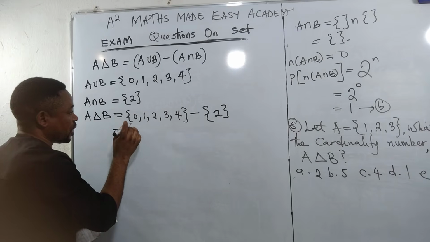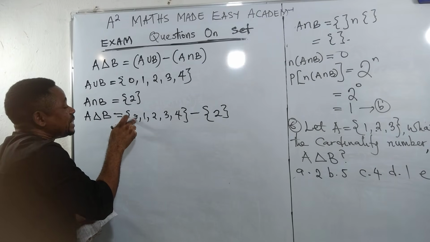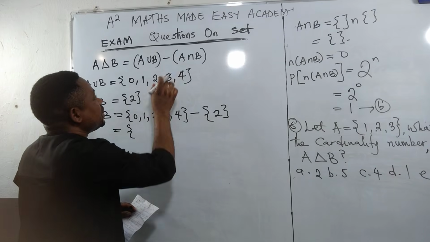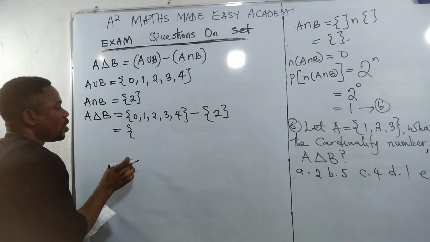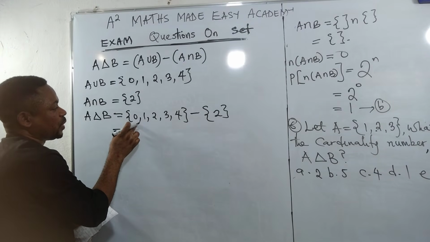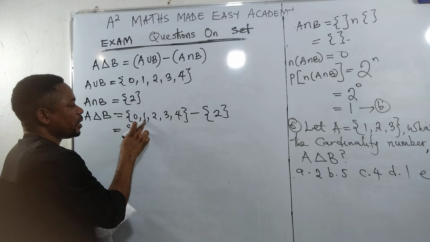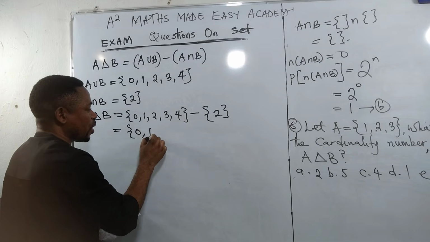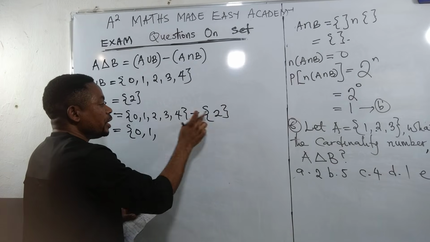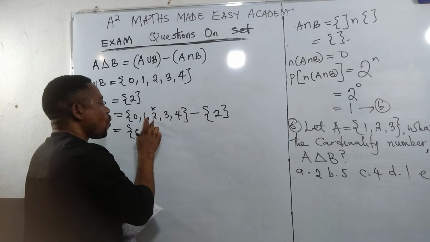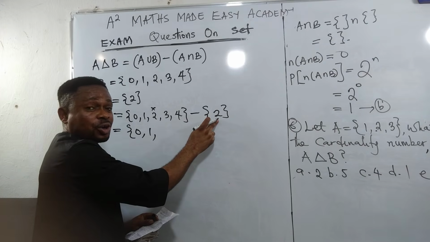Let's do the verification now. What is in A union B that is not in A intersection B? Oh yeah, let's go. What's the first element here? 0. Is 0 here? No. Accept it. What's the second number? 1. Is 1 here? No. Accept 1. What's the third number? 2. Is 2 here? Yes. Reject 2. Why? It is in A intersection B.